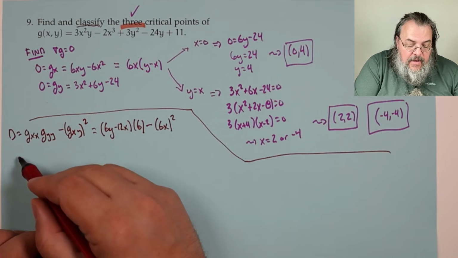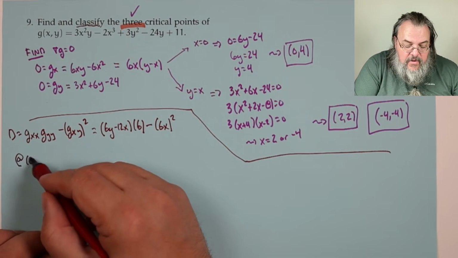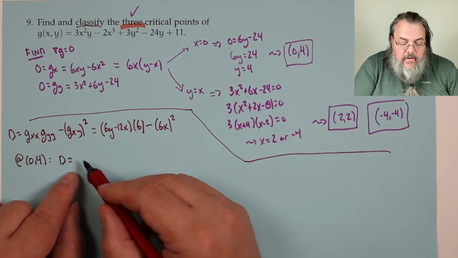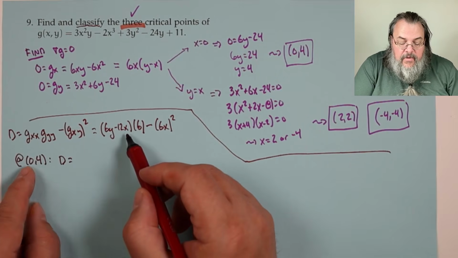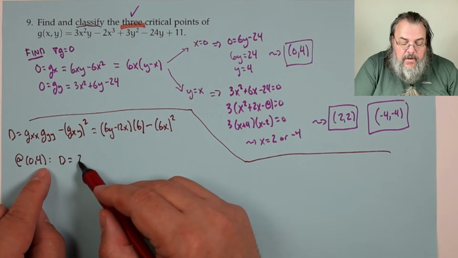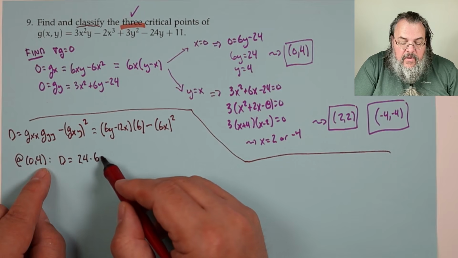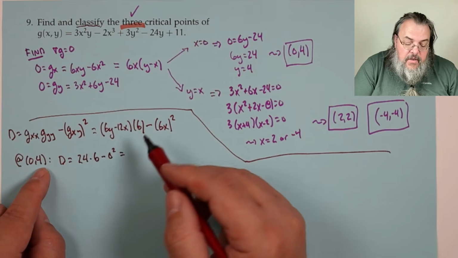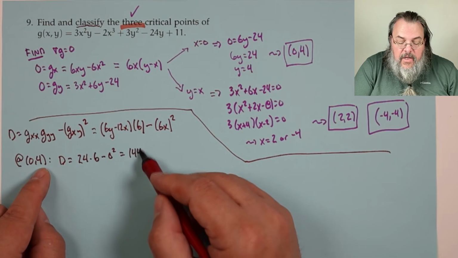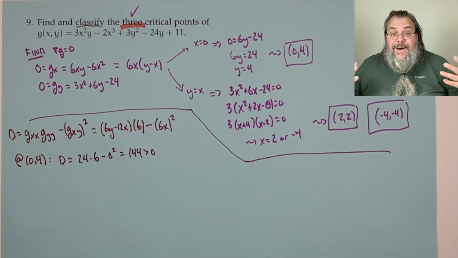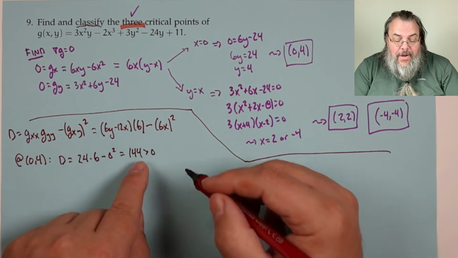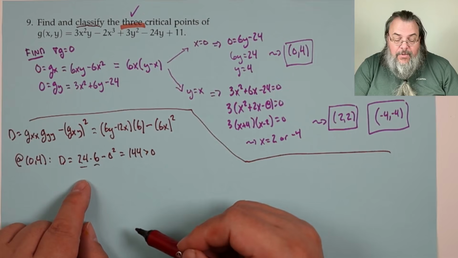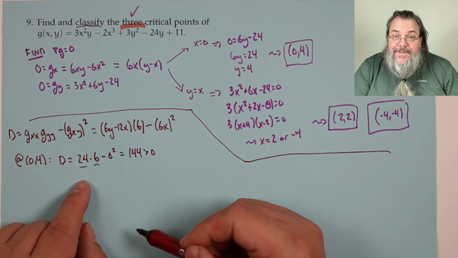All right, so at 0, 4, we get that this value d is, well, x equals 0, y equals 4, so we get 24 times 6 minus 0 squared. Well, that's a number. It's 144, but we don't really need to know that. We just need to know the sign. It's positive. We also can see that these pieces, the gxx and gyy, they're also positive.